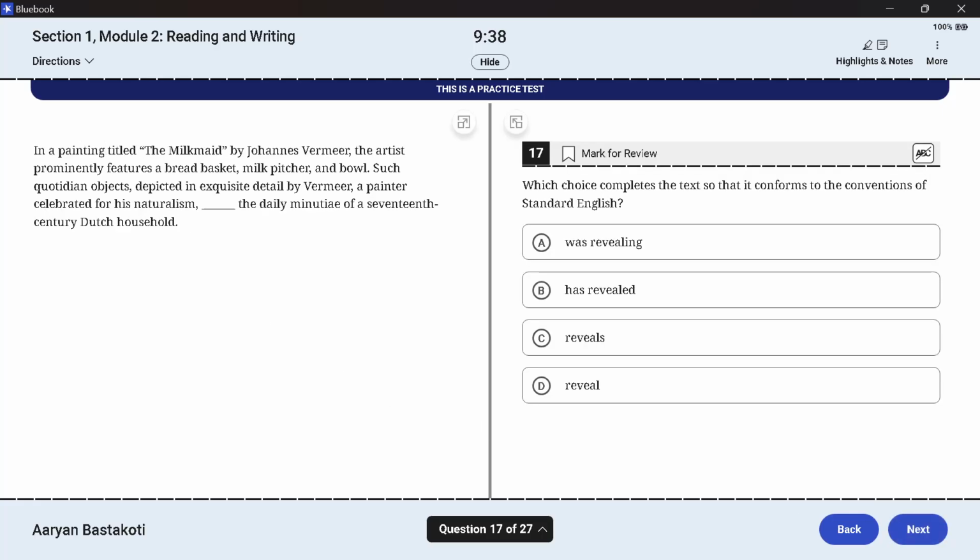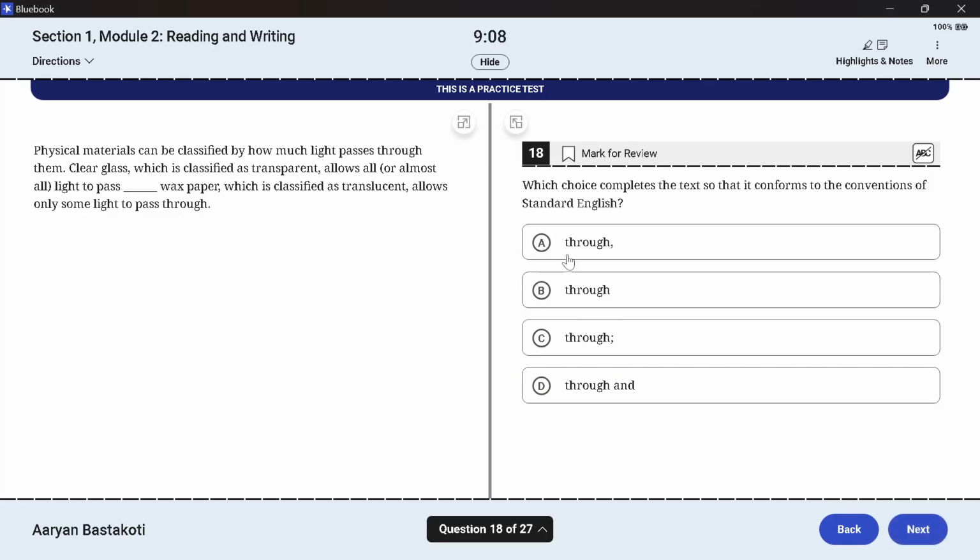In a painting titled Milk Maid by Johannes Vermeer, the artist prominently features such quotidian objects depicted in exquisite detail by Vermeer, a painter celebrated for naturalism. The daily minutiae of a 17th century Dutch household reveals such objects depicted in reveal. Okay, objects reveal. Yeah, objects reveal. And also was, has, reveal. All singular. Plural is most likely the right answer.